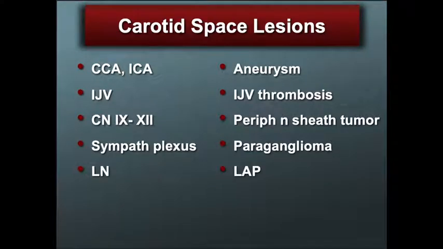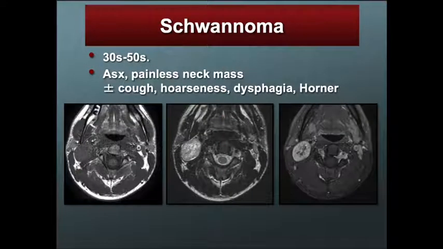So in addition to paraganglioma, the other common lesions here are the peripheral nerve sheath tumors, and schwannomas are probably the most typical example. These again arise, of course, from the Schwann cells, and they are somewhat more frequent in patients who are in their 30s, 40s, and 50s. Although they can present with different symptoms, the most common presentation symptom is just a painless neck mass.